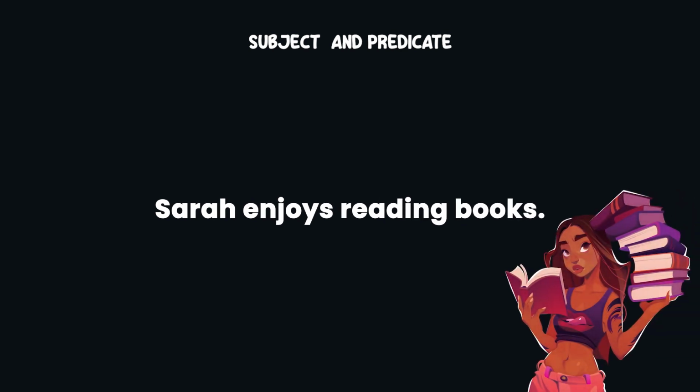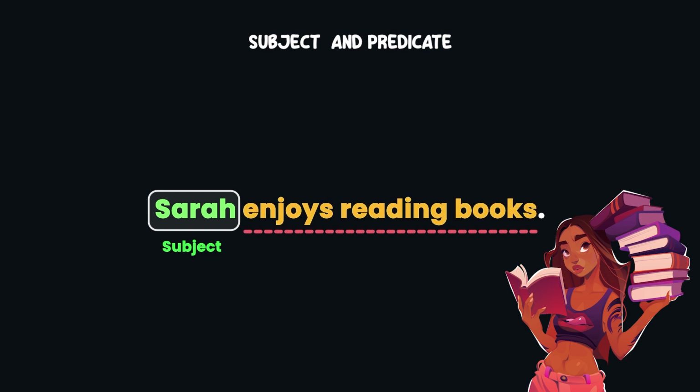Sarah enjoys reading books. Who is this sentence about? It's about Sarah, so Sarah is the subject. What is Sarah doing? She enjoys reading books. So, enjoys reading books is the predicate.